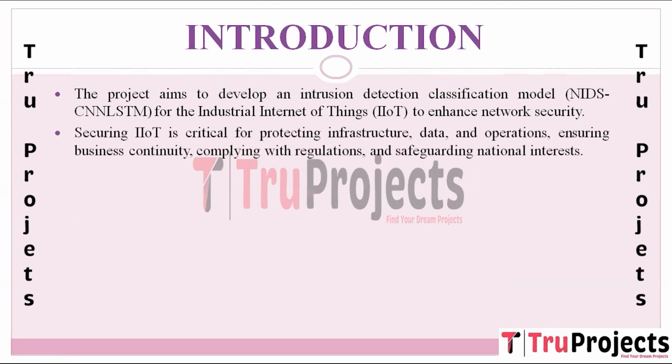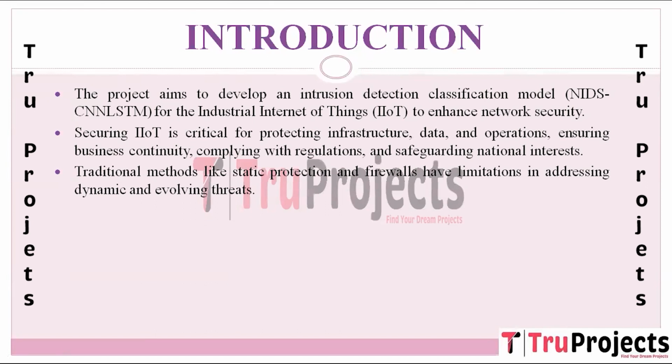Securing industrial Internet of Things is vital for several crucial reasons. It involves protecting critical infrastructure like power plants and transportation systems to prevent harm and operational disruptions. It also ensures the safety of sensitive data, preserving business confidentiality and uninterrupted operations. Compliance with strict industry regulations is necessary to prevent legal consequences and financial penalties. Moreover, Industrial Internet of Things security plays a pivotal role in safeguarding national interests as compromised systems can pose significant threats to national security.